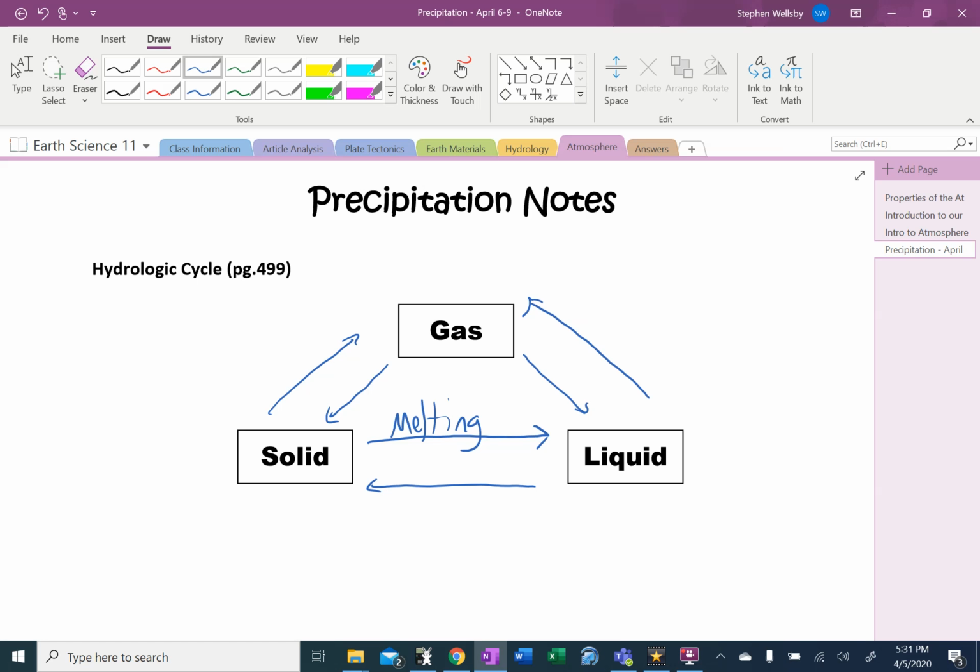Okay, hopefully you're finished. Hopefully you did pause it and fill in the information there. And so just in case there's anything missing here, let's go over it. We have solid to liquid, that is melting. When we go from liquid to solid, that would be, of course, freezing. When we go from a gas to a liquid, this is going to be condensing.